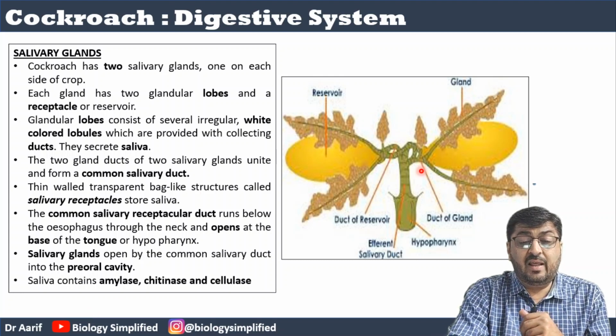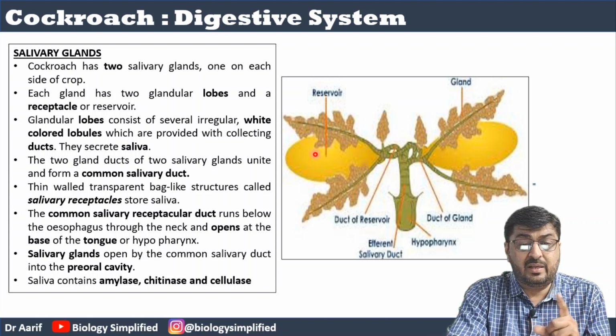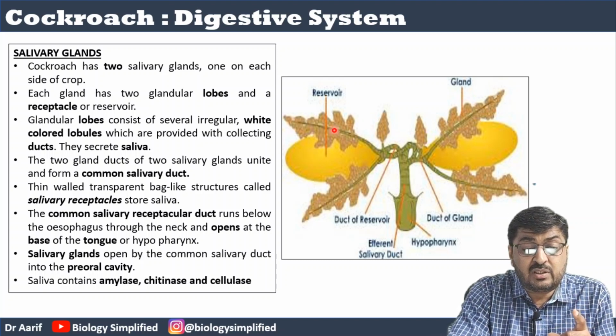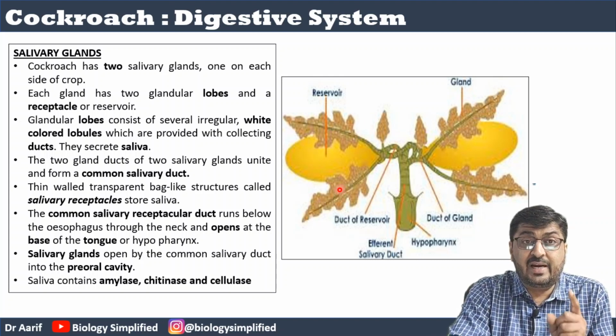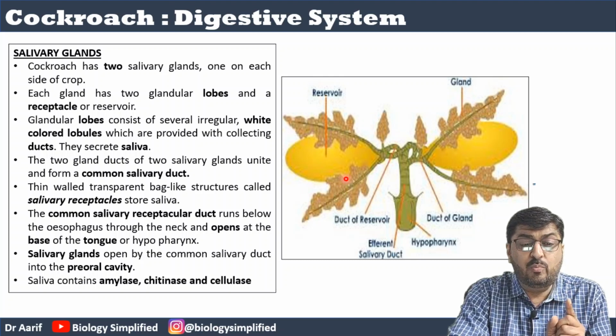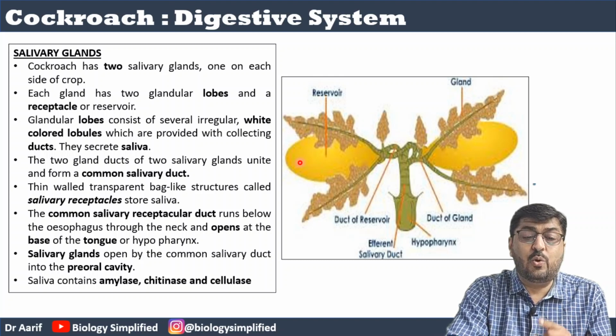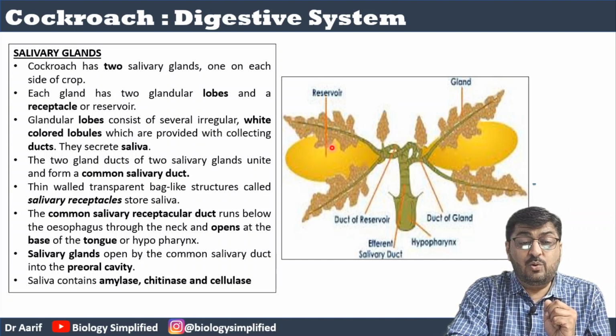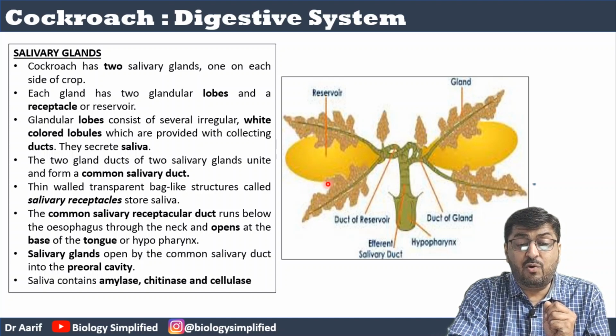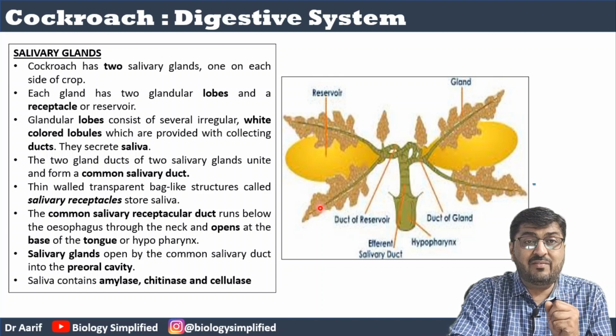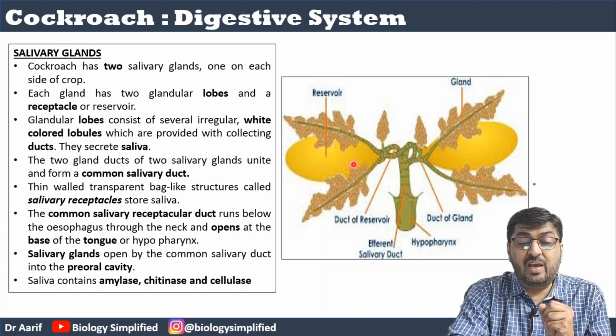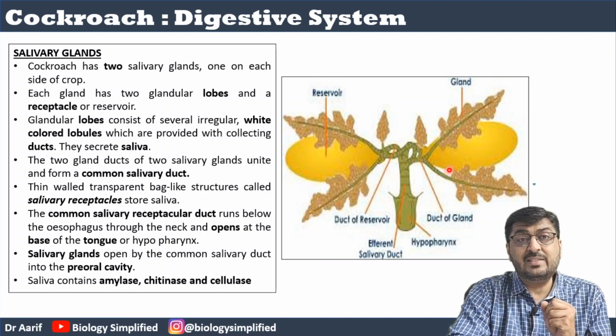Now from the diagram it might feel to us that this yellow part is the gland, but that is not so. Can you see these leafy structures? Yes, that is the lobe of the gland. And this yellow part is the reservoir where saliva is stored. So 2 lobes of the gland plus 1 reservoir, this entire structure makes 1 salivary gland. So we have here 2 salivary glands.